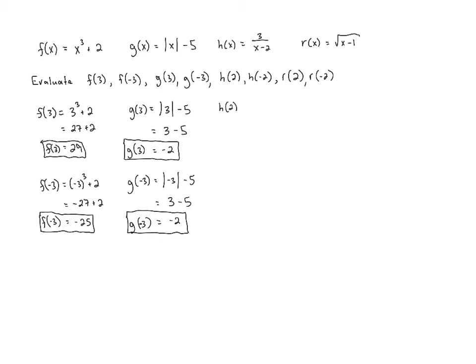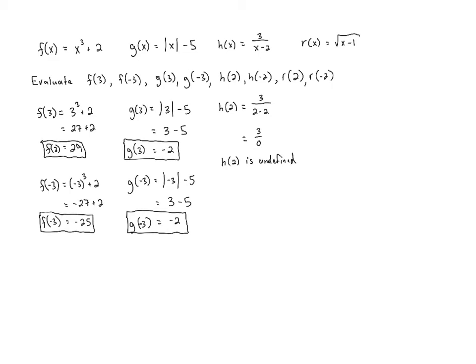We're asked to evaluate h of 2 and h of negative 2. If we plug in 2 for x, that gives us 2 minus 2 in the denominator. So that gives us 3 over 0. What is 3 divided by 0? Well, we can't divide by 0. That is undefined.